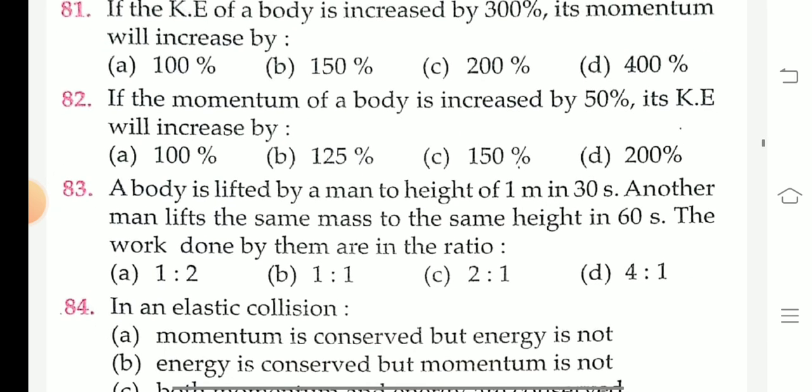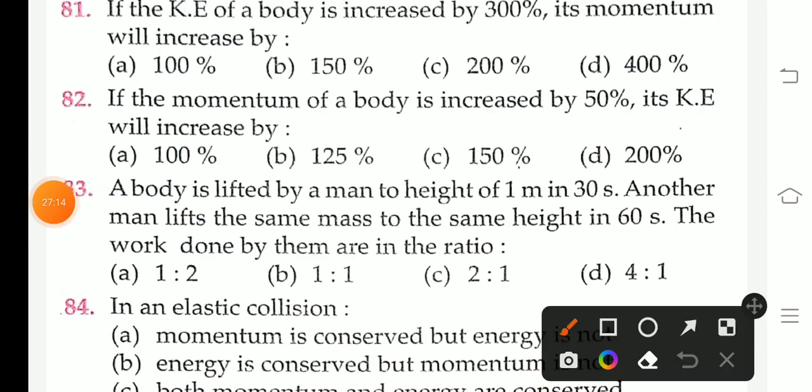A body is lifted by a man to a height of 1 meter in 30 seconds. Another man lifts the same mass to the same height in 60 seconds. The work done by them are in the ratio 1 is to 1.